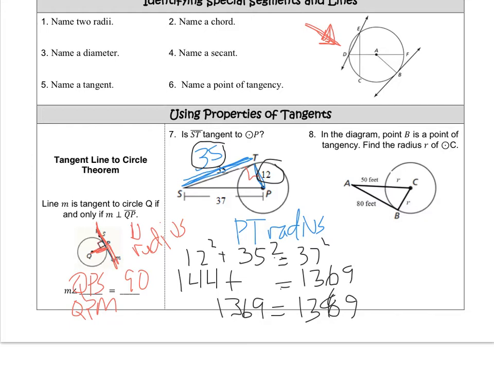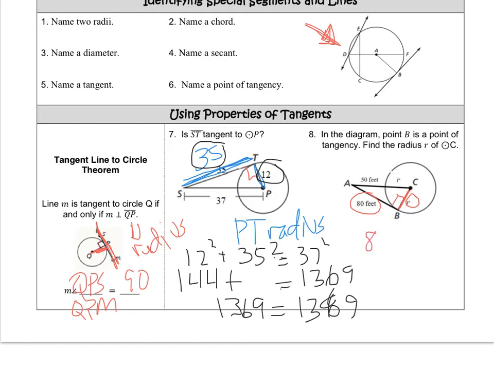In number 8, it's a little different. It says in the diagram, point B is a point of tangency. So since you know it's a point of tangency, when B touches the radius right here, BC is the radius, we know it makes a right triangle. Well, they want us to find out what the radius is. Let's write what we know. Use the Pythagorean theorem. This 80 feet, isn't that one of the legs? And this missing R right here, that side, that's the other leg.